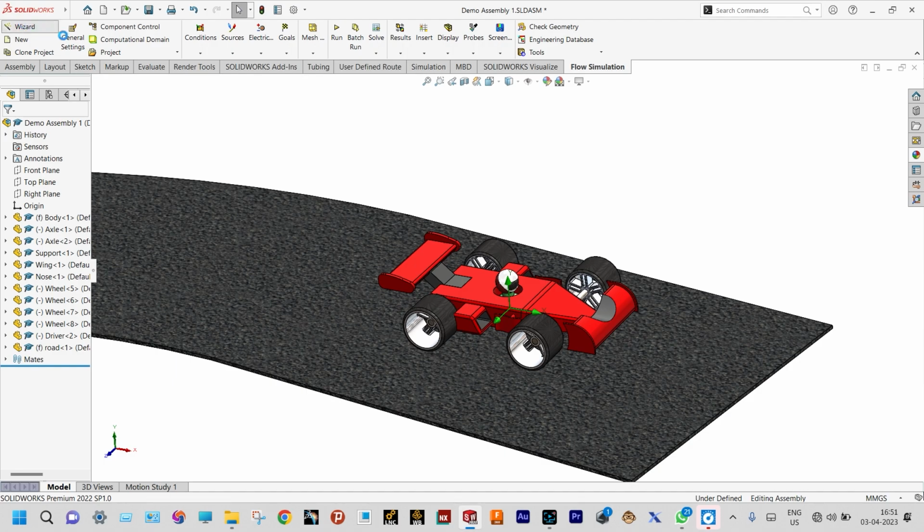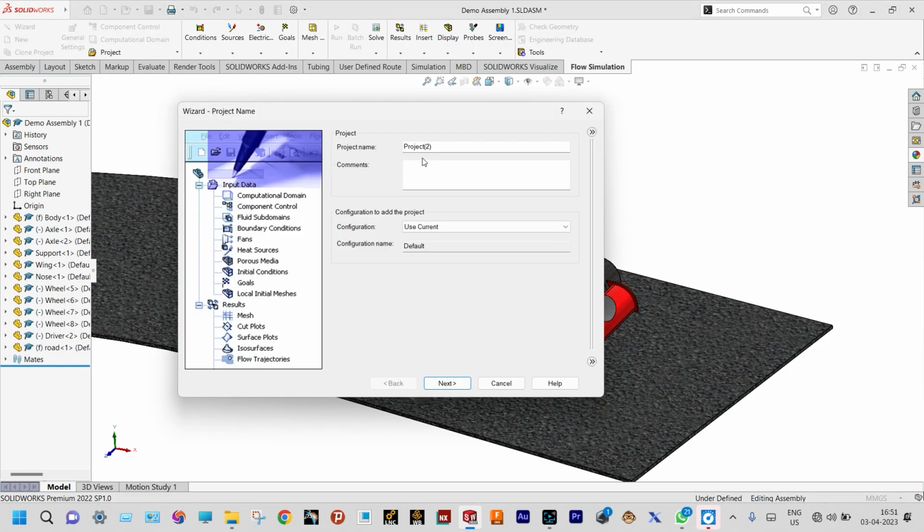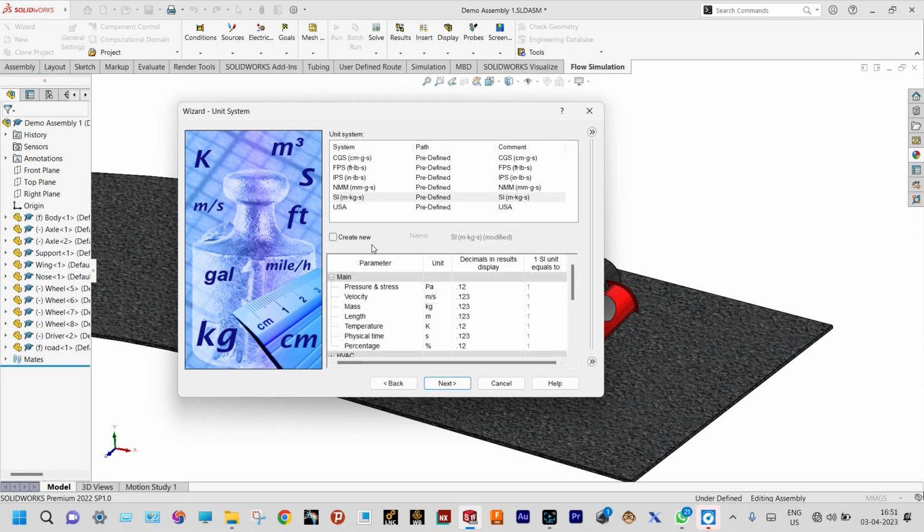Let us start from the wizard, and we are keeping the name of the project as the default, Project 2. Next, we need to select different unit systems. As per normal practice, we are considering this as the SI system. Let us consider pressure as Pascal. As this will be moving with high velocity, let us consider velocity to be kilometer per hour. Though temperature is not having any effect in this case, anyway, let us change the unit of temperature to degrees Celsius as per normal practice.